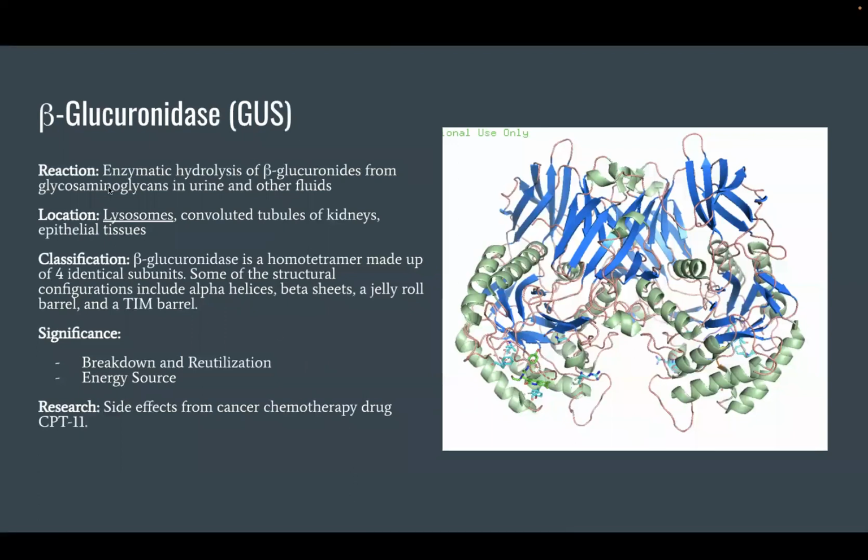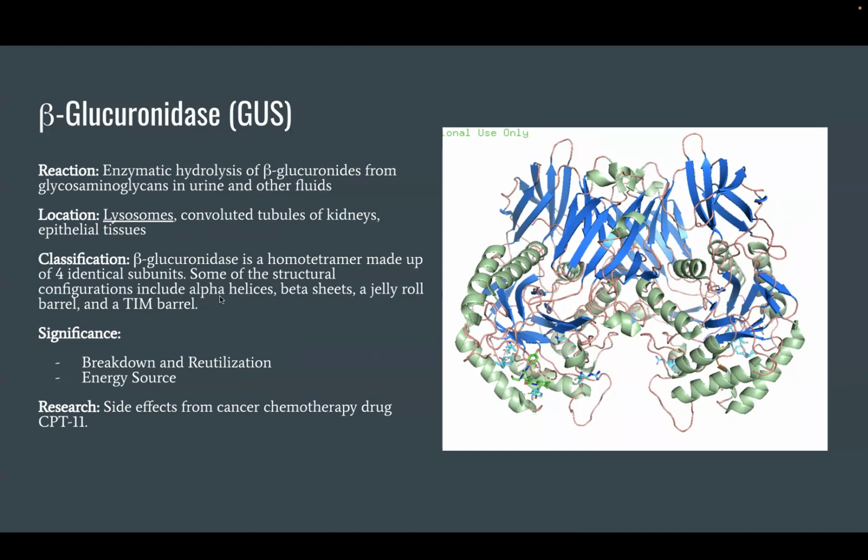So beta glucuronidase, more formally known as GUS, catalyzes the enzymatic hydrolysis of beta glucuronides from glycosaminoglycans and urine and other fluids. Over on the right, you can see a picture of our enzyme. GUS is usually located in the lysosomes primarily, but it's also found in the convoluted tubules and the epithelial tissues of kidneys.